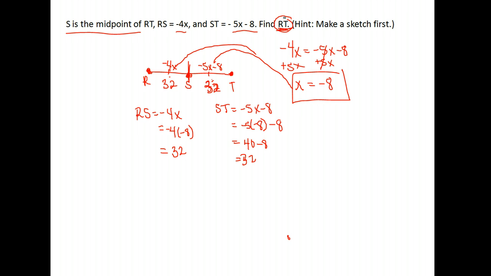Now let's answer the question. What is RT? What's the length from R to T? So if we start at R and we go all the way over to T, what was the distance there? Well, it was 32 and 32 more. Again, you can do 32 times 32. You can add the two 32s together. Either way, it is 64.